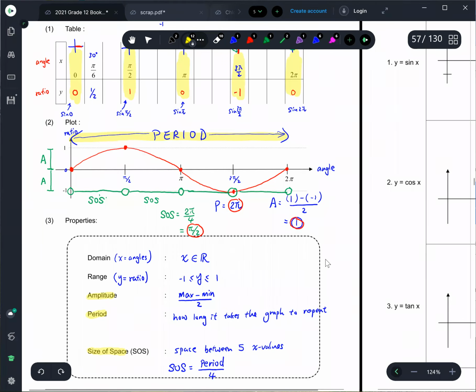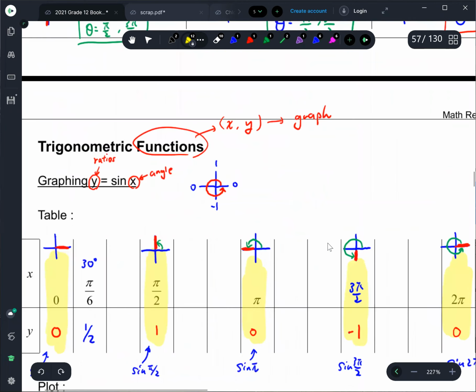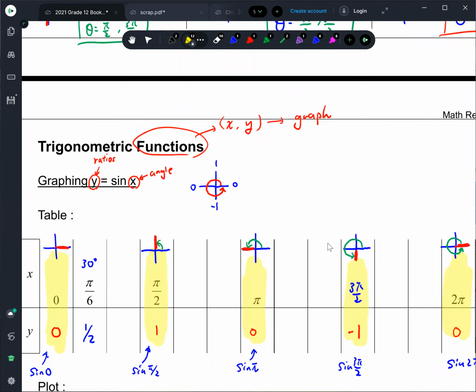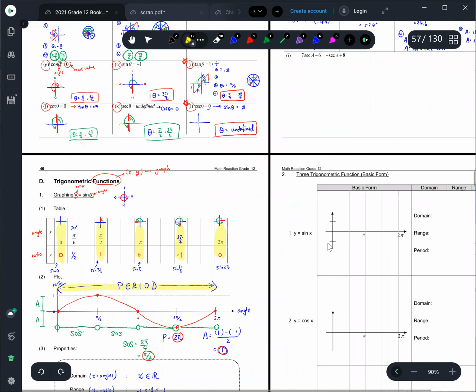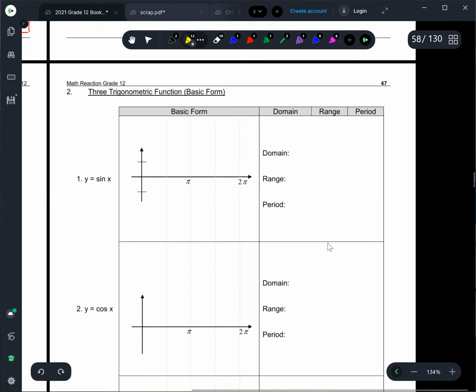Okay, so we are going to do similar things for cosine. Write down their period, amplitude, and size of space, and also to get the tangent as well. So remember the way we got our sine graph? We just use the 0, 1, 0, -1, and then we plot the points. So we're gonna repeat the same thing again, so it'll be much easier. I'll go to next page.